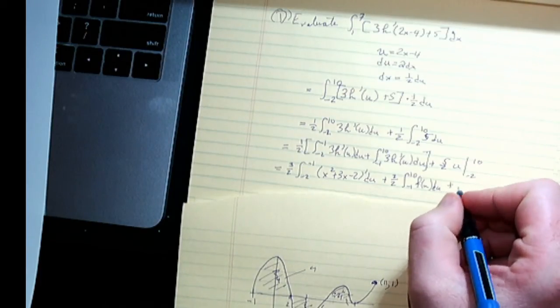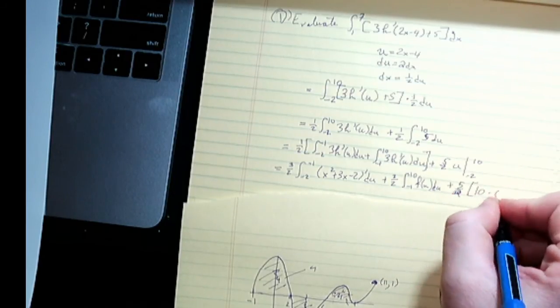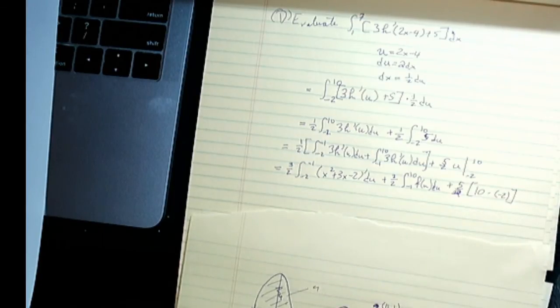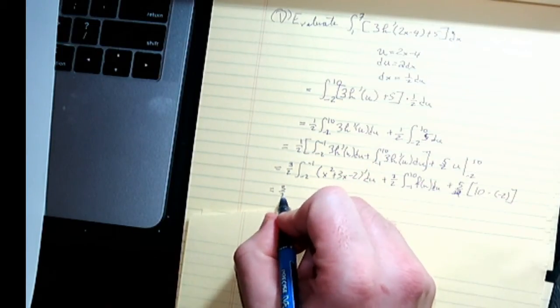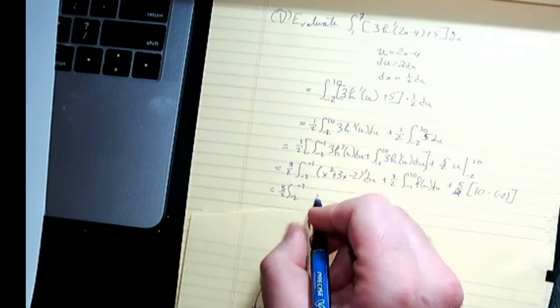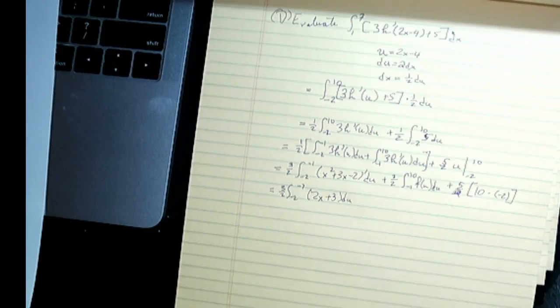Plus finally here we have a nice easy one, 5/2 times 10 minus negative 2, plugging in the numbers. So here we have 3/2 times the integral from minus 2 to minus 1 of 2x plus 3 du. That's a nice easy polynomial to integrate. In fact, we could have just used the fundamental theorem of calculus, because it's the integral of a derivative. It's just x squared plus 3x plus 2. We don't really need to do the integral or the derivative.